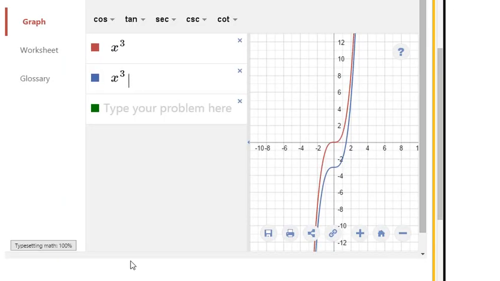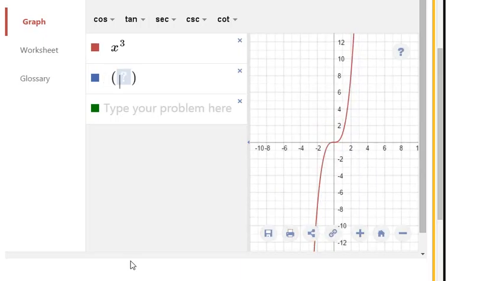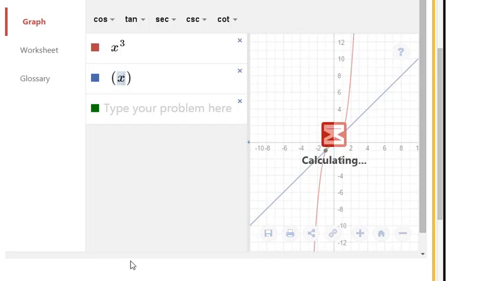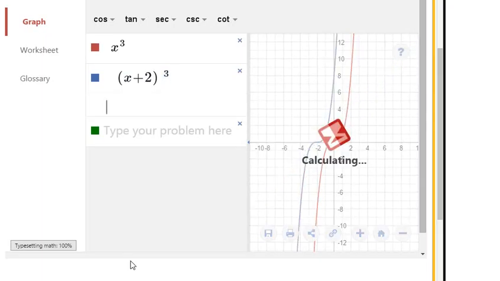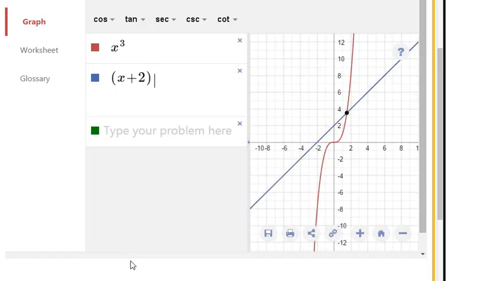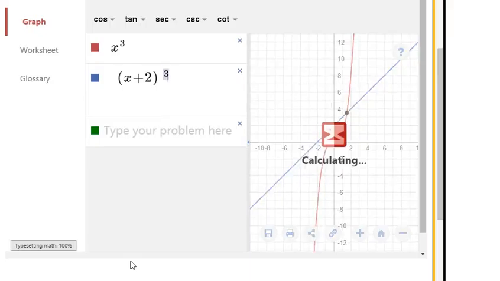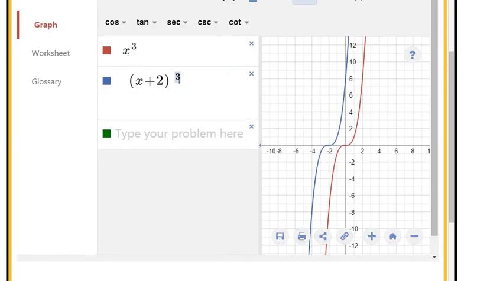So now I'm going to change all this, and I'm going to put in parentheses x plus 2, and then I'm going to raise that to the third power. And that's exactly what it did. It just shifted it over 2 units to the left, correct? Okay.